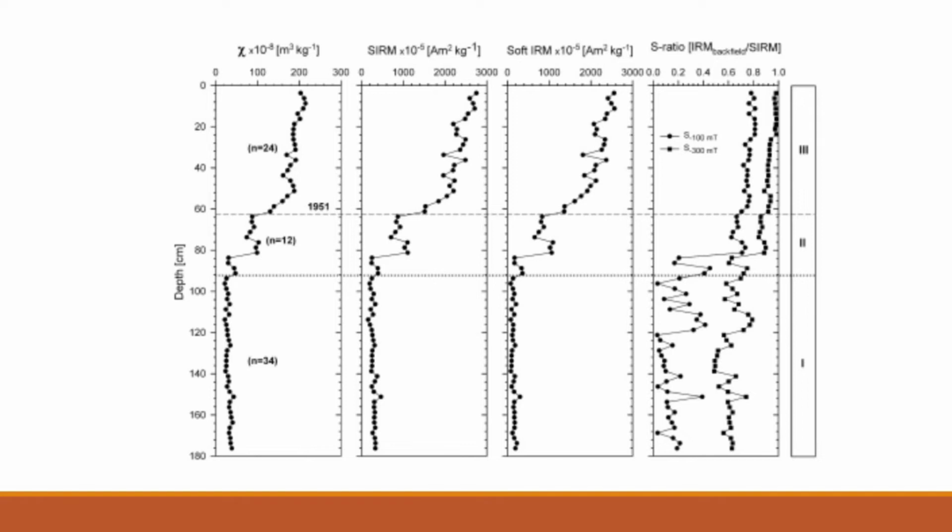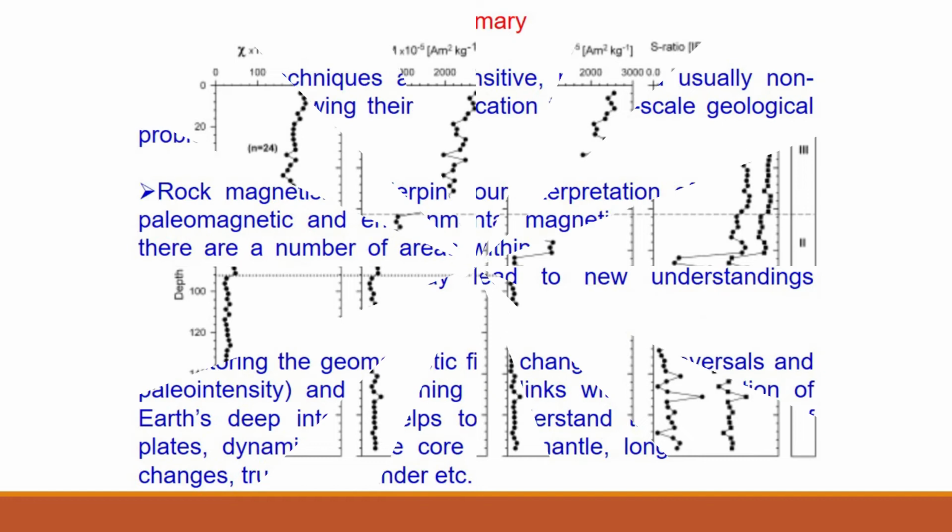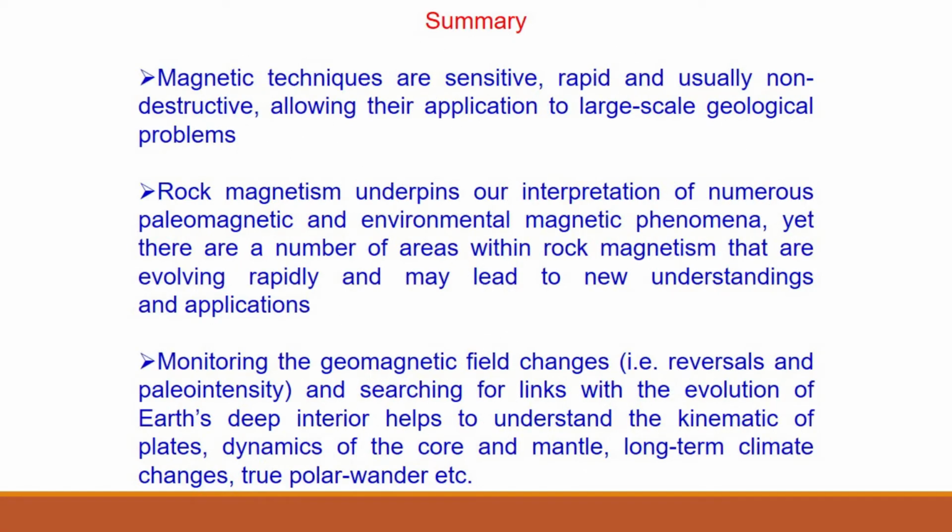And the mineralogical parameters are soft isothermal remnant magnetization as well as S ratio. In summary, magnetic techniques are sensitive, rapid and usually non-destructive, allowing their application to large-scale geological problems. Rock magnetism underpins our interpretation of numerous paleomagnetic and environmental phenomena, yet there are a number of areas within rock magnetism that are evolving rapidly and may lead to new understandings and applications.